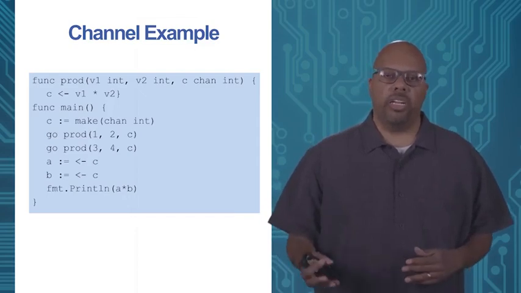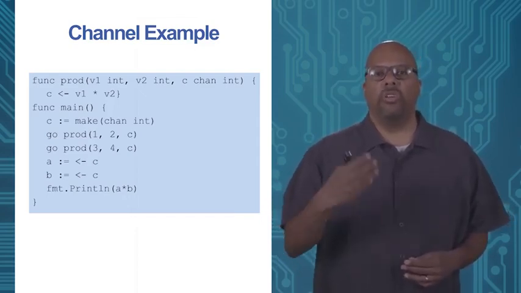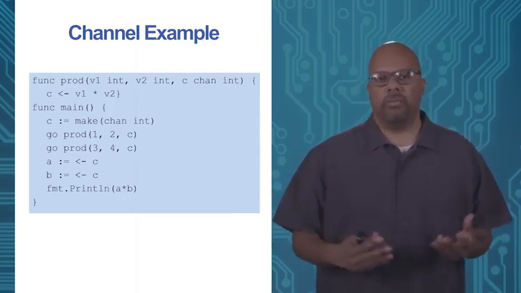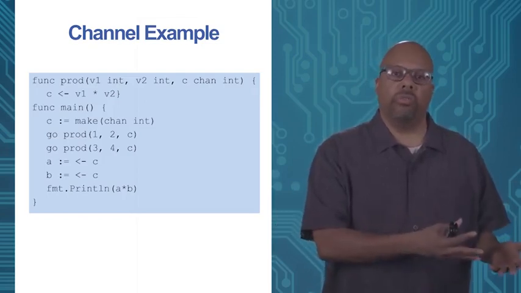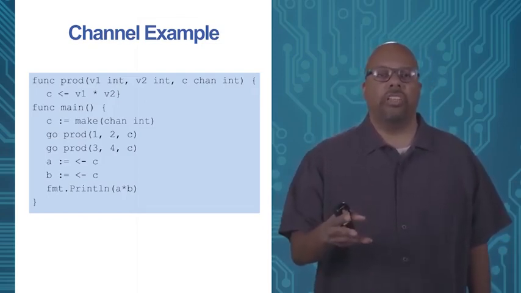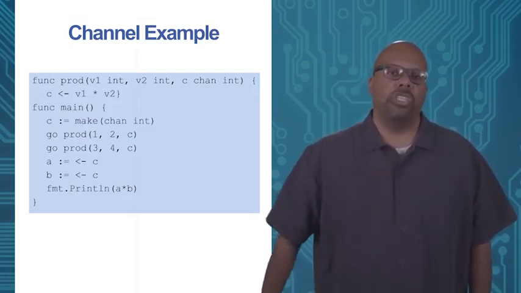So now we look at the main. In the main, we create the channel, C. We then start the 2 Go routines. So go prod, passing them different hard-coded numbers. That doesn't matter, but hard-coded 1 and 2 to the first Go routine, and 3 and 4 to the second. Notice that they're both getting the same channel in this case. They're both going to communicate on the same channel. So it starts the 2 Go routines.